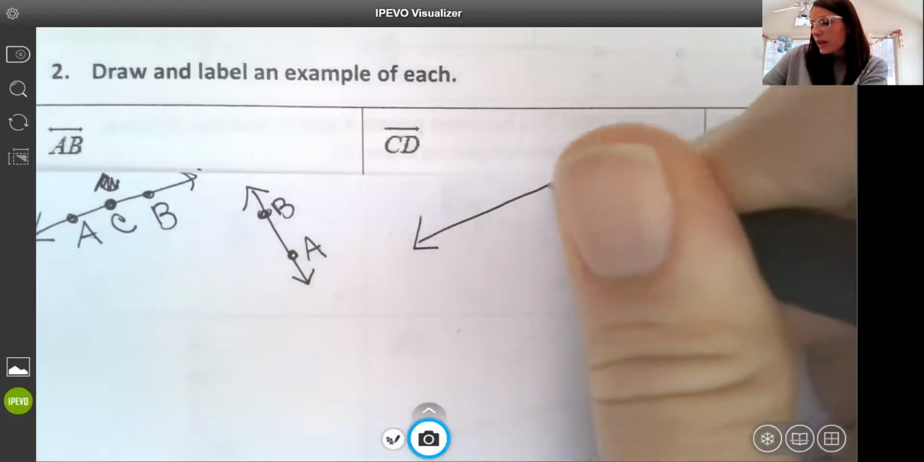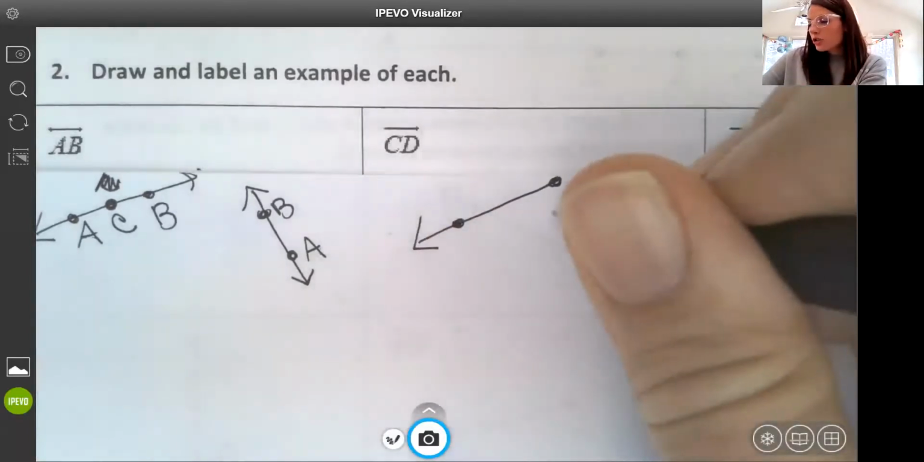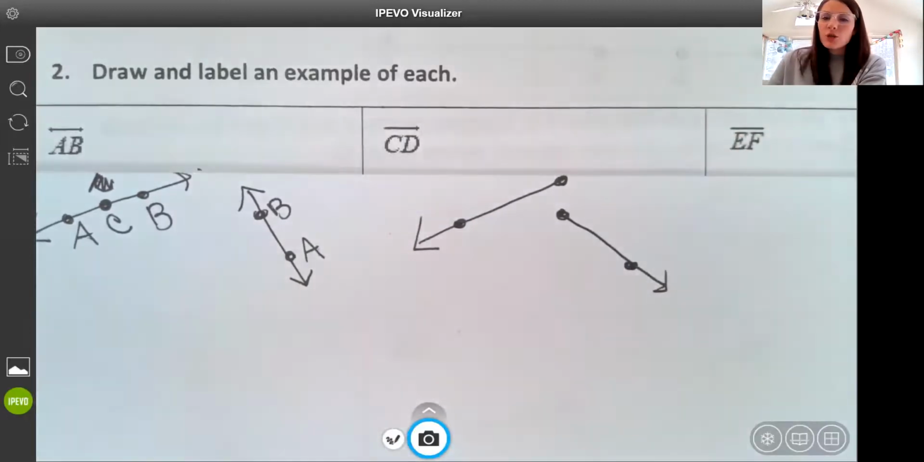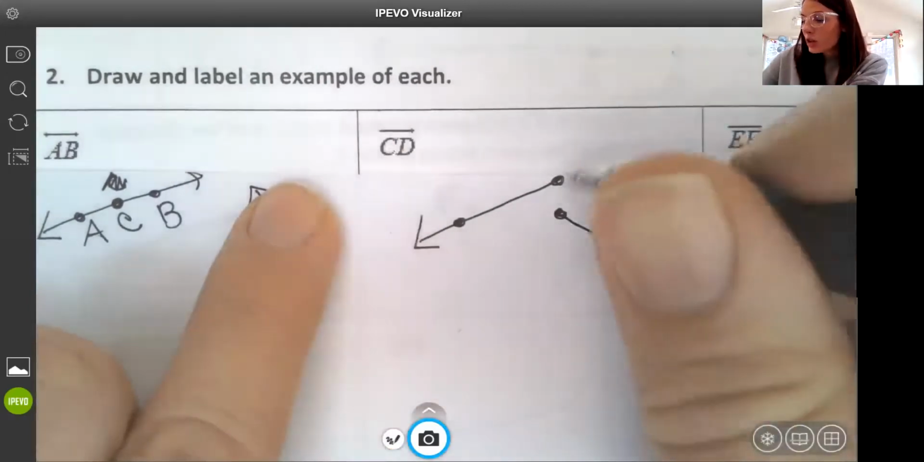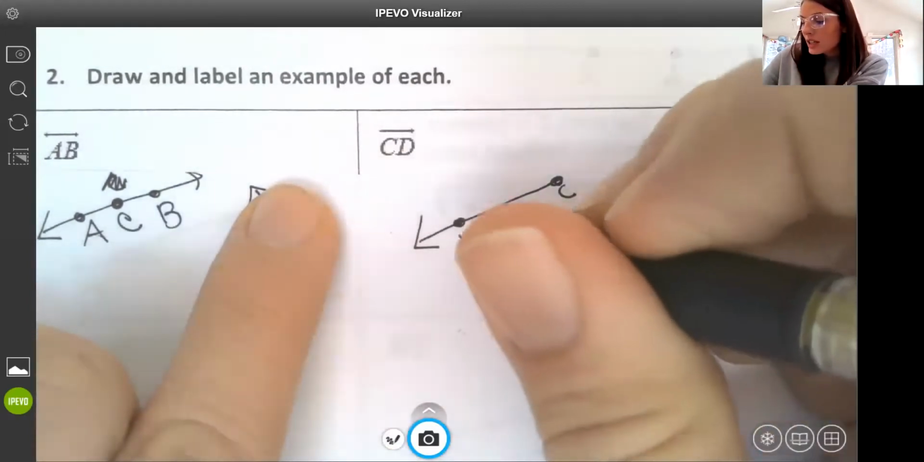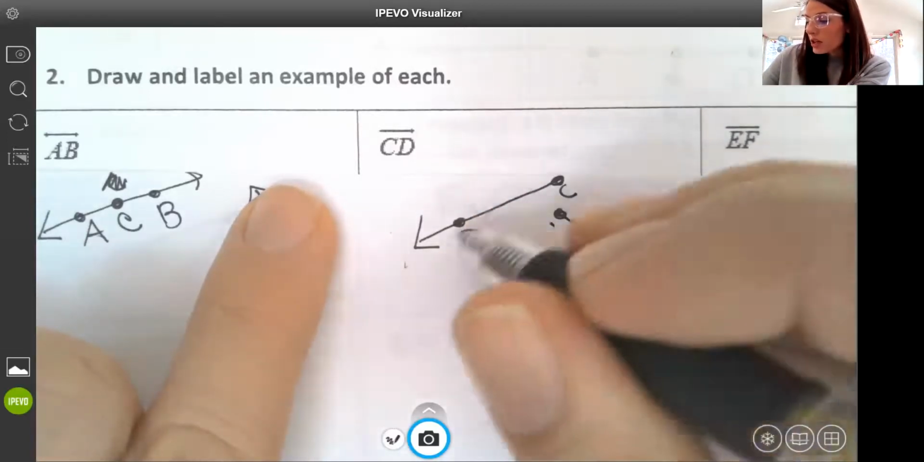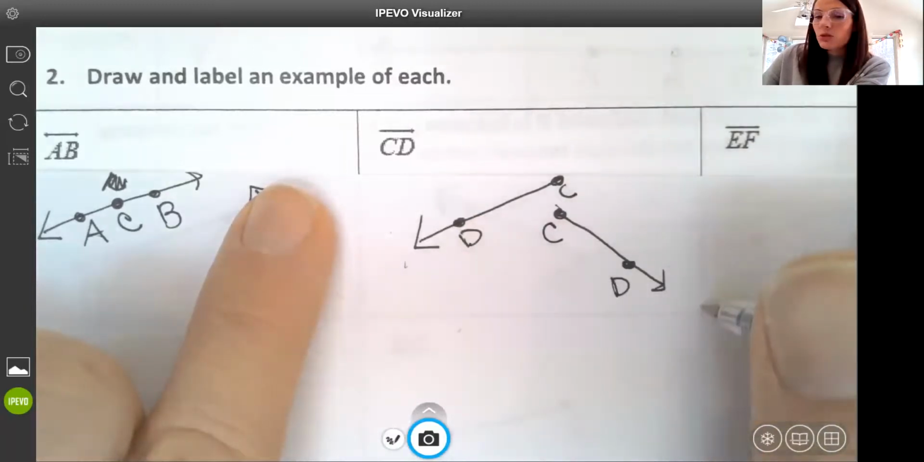Yeah, and so it doesn't matter. I could draw my ray this way if I wanted to. I need to have 2 points on it. Or I could draw my ray going this direction. It doesn't matter what direction the ray is going, but what does matter is that C is where the endpoint is, and D is on the side that the arrow is going through. So I could draw it this way, CD, or this way, C through D.